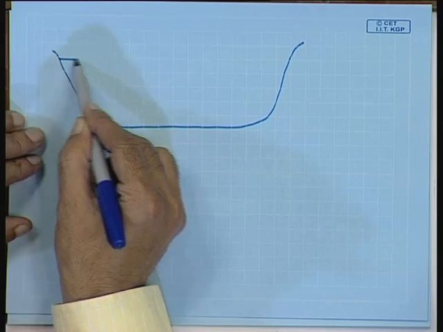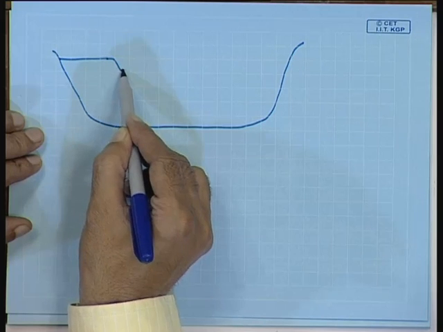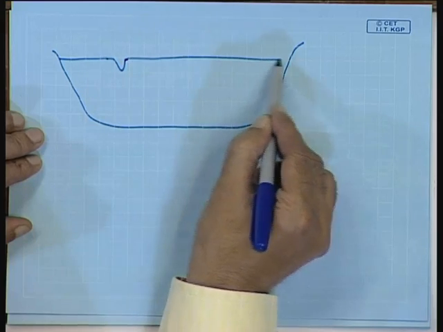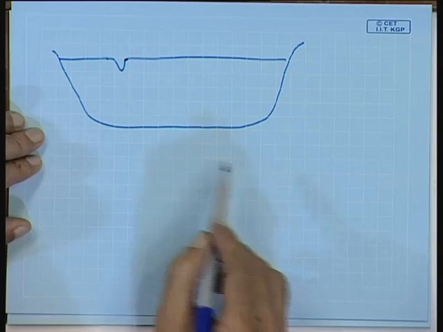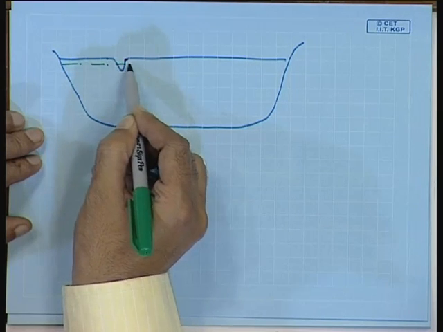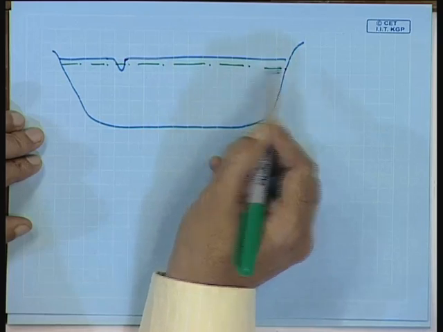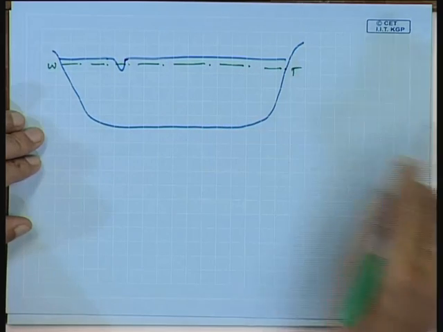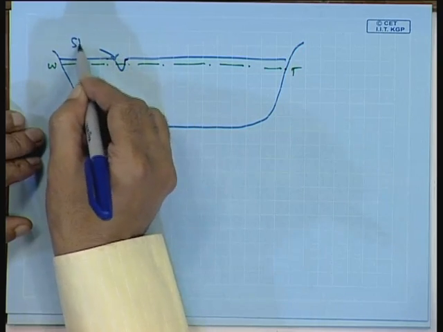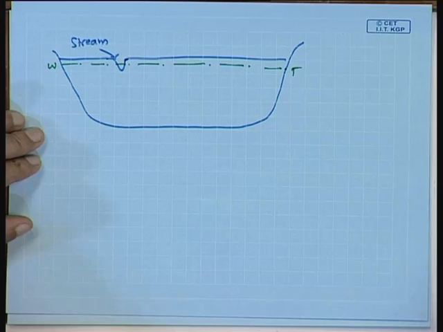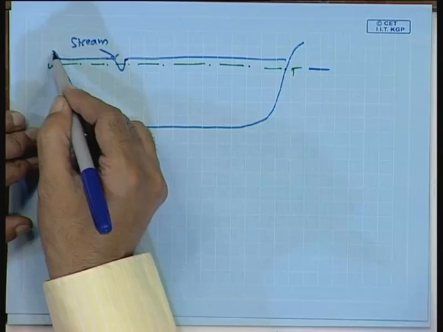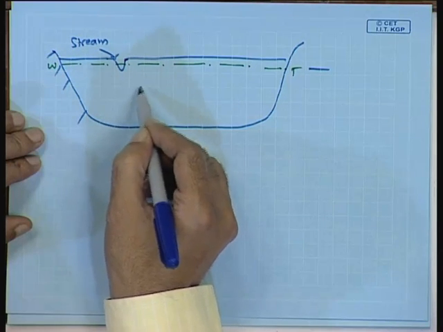Now, let us consider, for example, a stream or a river which is flowing above an alluvium, something like this. And here, let us say this is the water table, and this is the stream. So this is the alluvium.